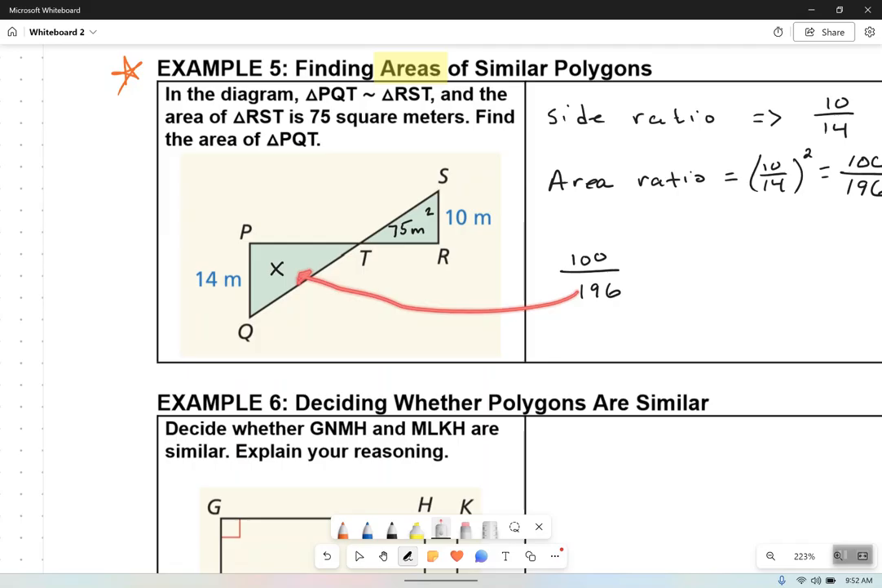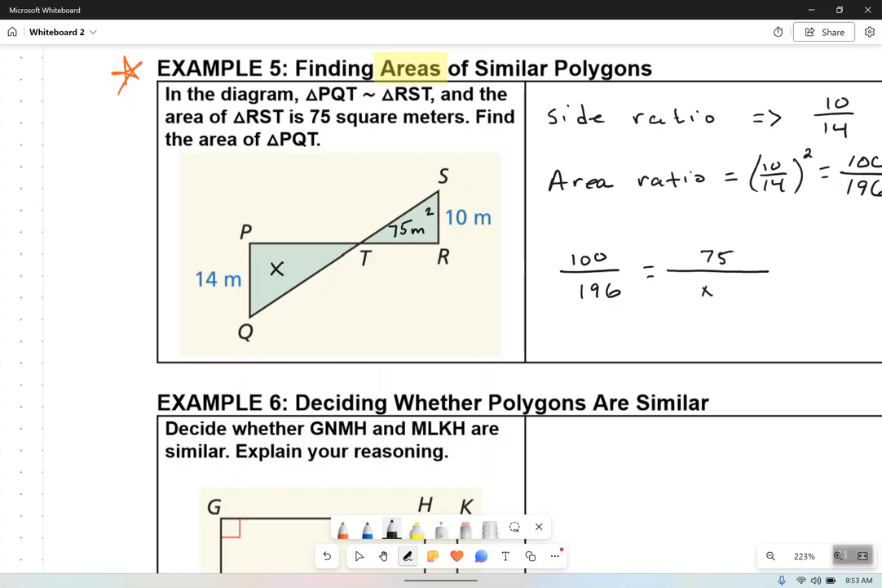But here's the deal, kids. I'm going to set this equal to the actual number of square meters that we know. Which triangle do you know the area of? Small one or big one? Well, if it says 100 is to 196, we would say as 75 is to what? X.